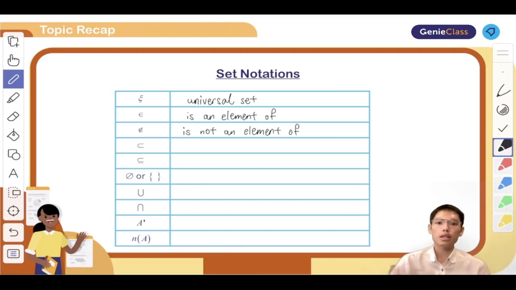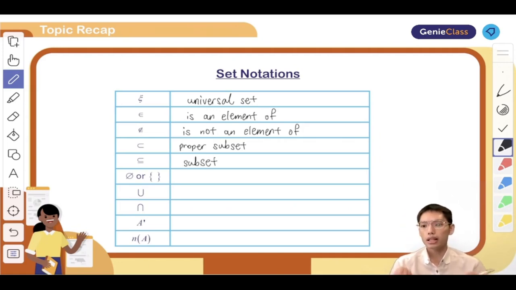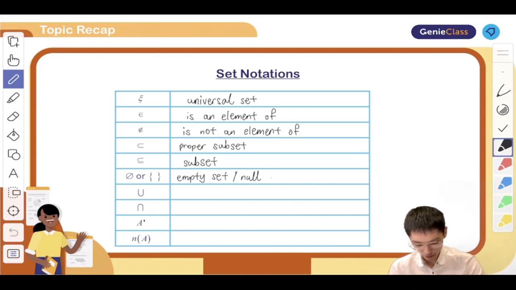Then afterwards, just follow me through. This one without the equal sign is what we call a proper subset. With the equal sign, we say it's just a subset, because the sets can be equal. Just a quick recap over here. After that, with this notation over here, we can call this the empty set or the null set. There are two names for it, empty set or the null set.